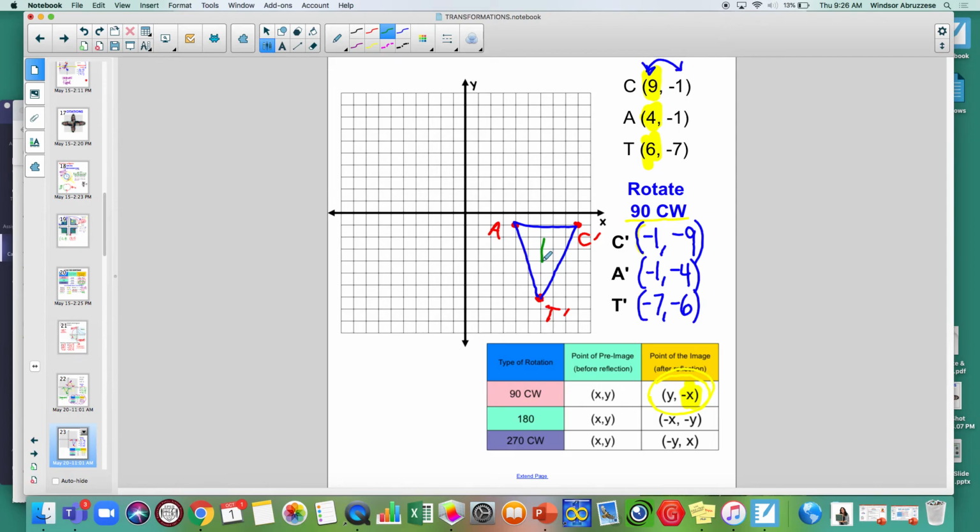So now let's do our new image. So -1, -9 would be C prime. -1, -4 would be A prime. And -7, 6 would be T prime. And let's connect. This is our new image, and you can see I have rotated my triangle 90 degrees clockwise. It's in the next quadrant.